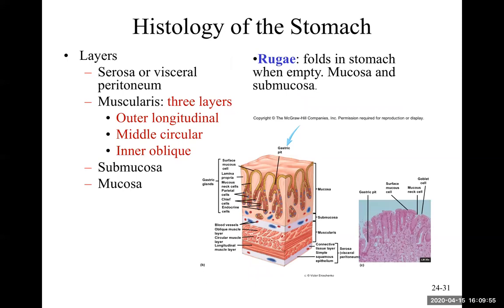In other words, the cells that make the really caustic, strong materials are not found at the very top. They're found way deep inside the mucosa. We're going to see why in just a second. What we do see on the surface, closer to the opening, closer to the rugae, are surface mucus forming cells. So lots of mucus on the surface, and we're going to see that mucus is going to be incredibly protective.